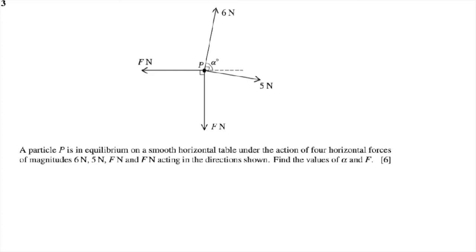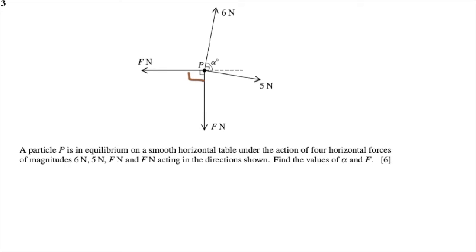Here, particle P is in equilibrium on a smooth horizontal plane under the action of four horizontal forces of magnitude 6 Newton, 5 Newton, F Newton, and F Newton. These two F Newton forces act at right angles to each other. Find the value of alpha and F.